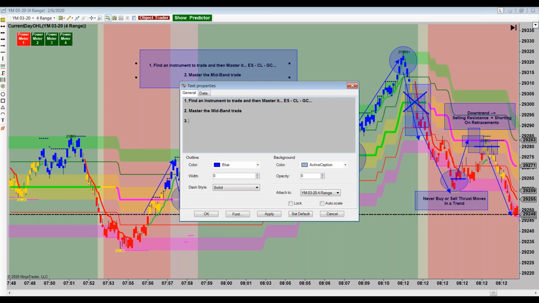So there is 3. Limit your trading in the morning to only 1 or 2 trades a day. And this is really important. This is number 3, but I'd actually go like 1A, 1B, 1C. They're all kind of equally number 1 important.